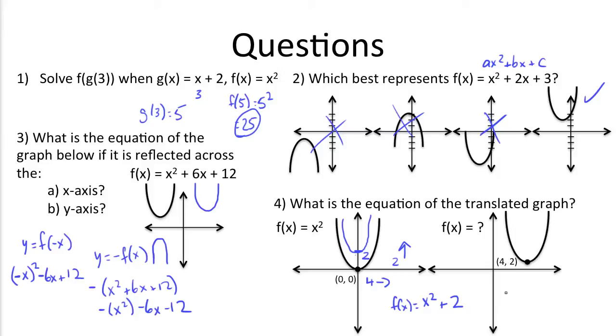from the x term. We know that we're moving 4 units over. So we subtract 4 from x, and that replaces the x in the squared term of the original function. And we have to remember the plus 2 to move it vertically.